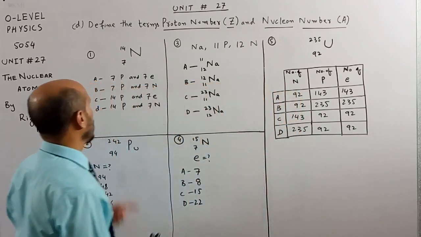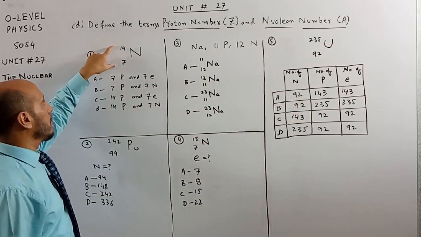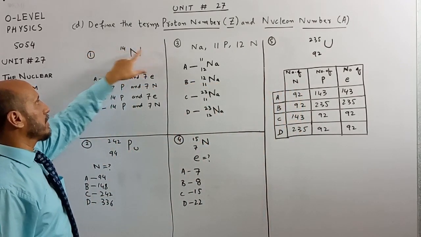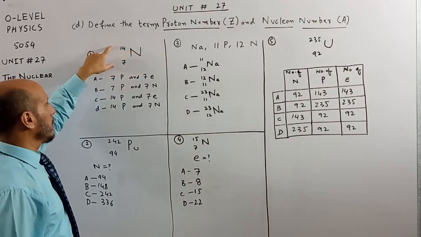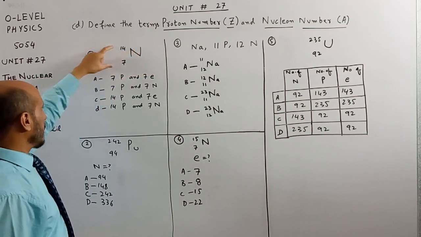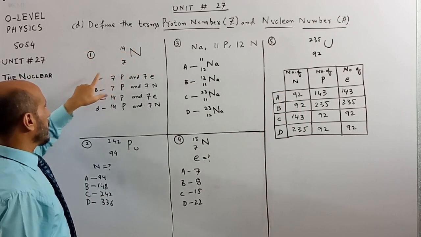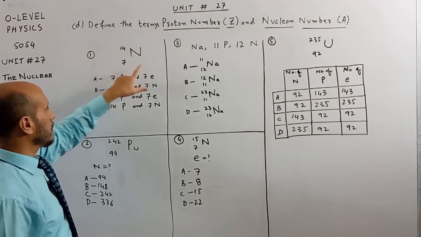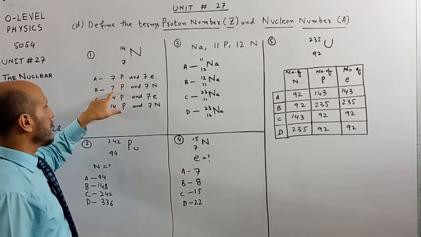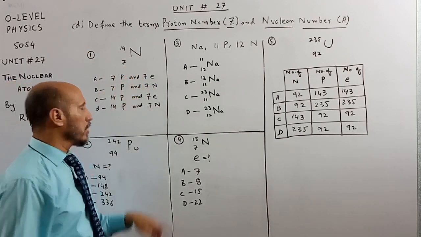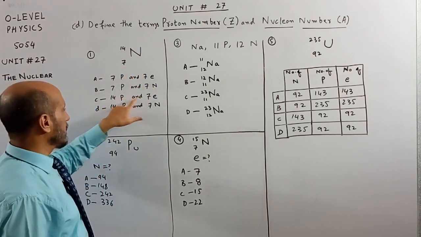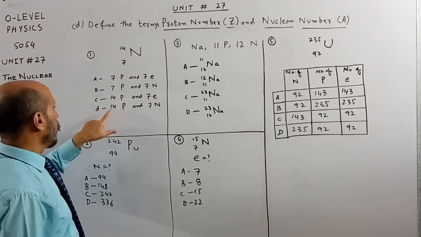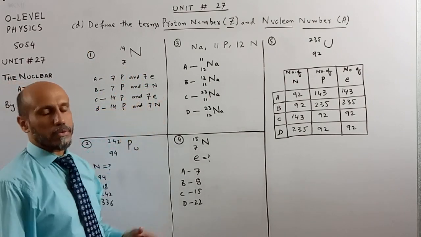So example number 1: an element nitrogen is given, 7, 14, and it is being asked which option is correct: that it carries 7 protons and 7 electrons, or 7 protons and 7 neutrons, or 14 protons and 7 electrons, or 14 protons and 7 neutrons.